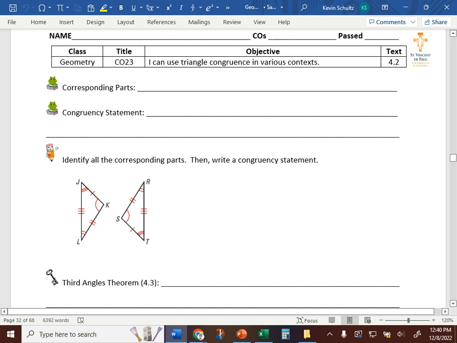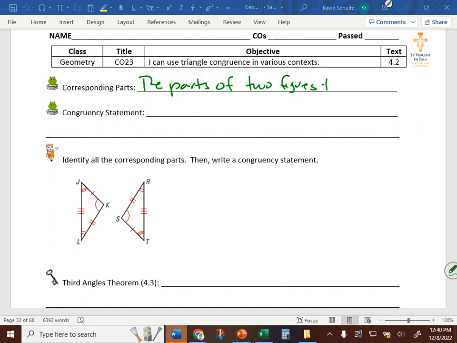But before we get there, we have to talk about corresponding parts. Now, we know that the word corresponding, at least with angles, talks about angles in the same location. Corresponding parts are the parts of two figures that are in the same location, or they have a relationship.